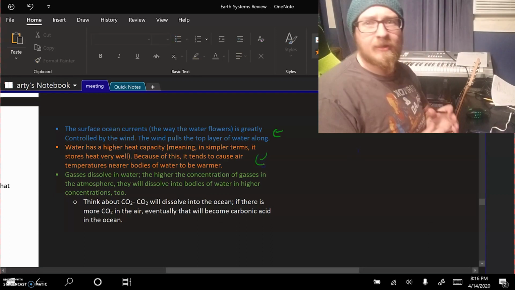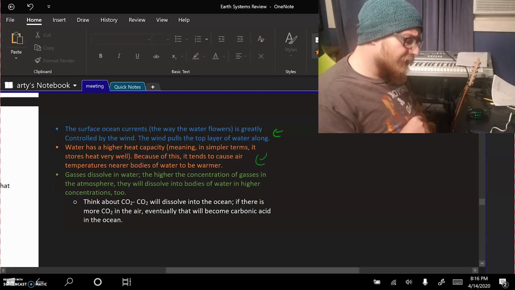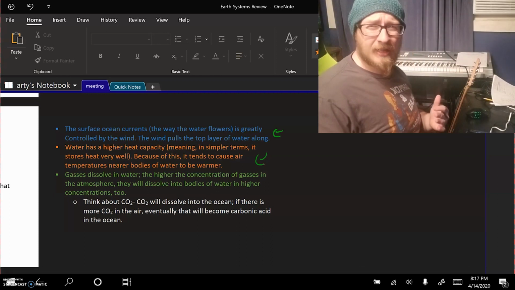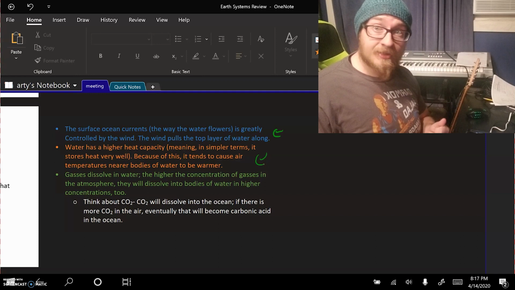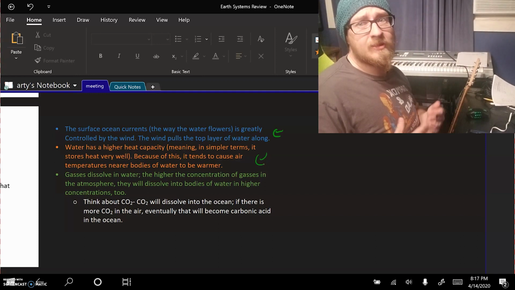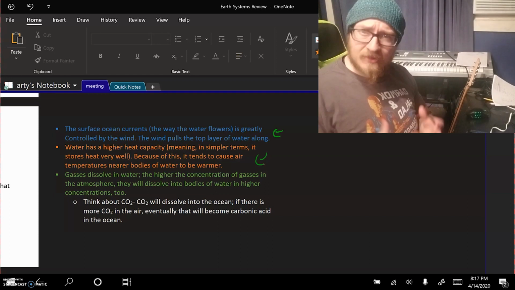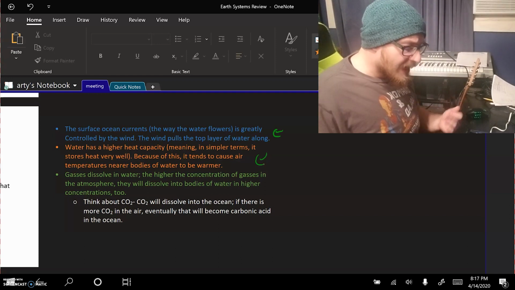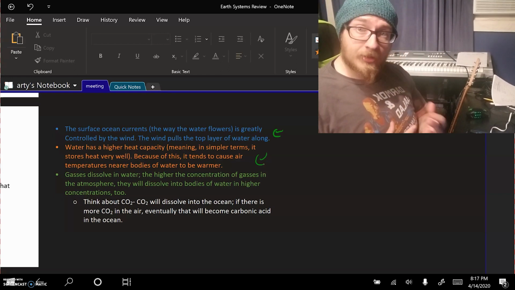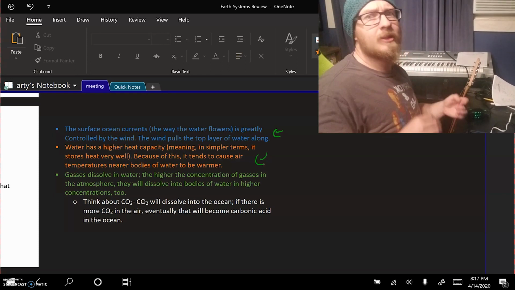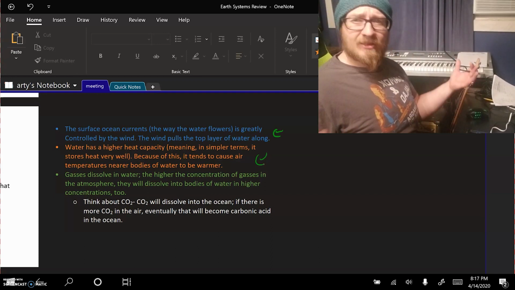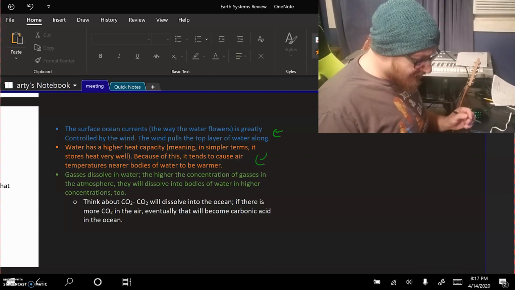But there's actually a lot more involved there. So if you think about water having a higher heat capacity, which is something you may have learned in chemistry, the heat capacity of different substances. Water has a higher heat capacity than air, which means it does a better job storing heat for longer periods of time. And because of this, air temperatures tend to be a little bit warmer near bodies of water, only because that ocean is storing heat and then slowly releasing it throughout the day.